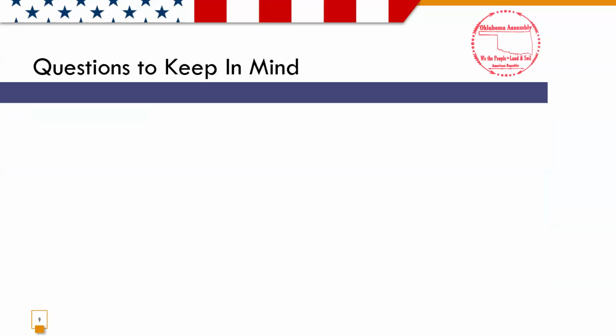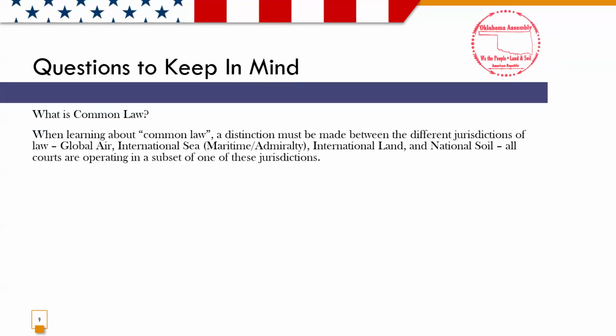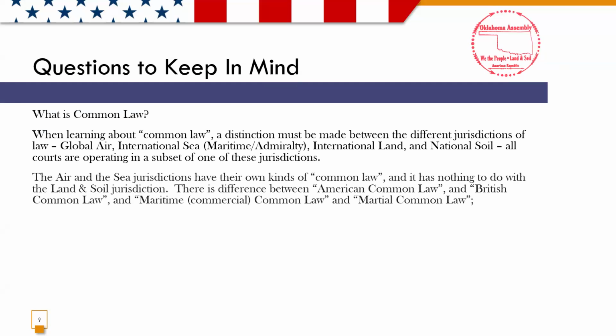Questions to keep in mind: what is common law? When learning about common law, a distinction must be made between the different jurisdictions of law, global air, international sea, maritime, admiralty, international land, and national soil. All courts are operating in a subset of one of these jurisdictions. The air and the sea jurisdictions have their own kinds of common law, and it has nothing to do with the land and soil jurisdiction.